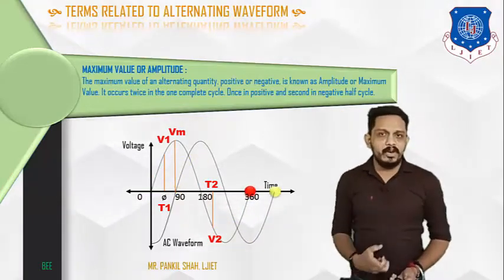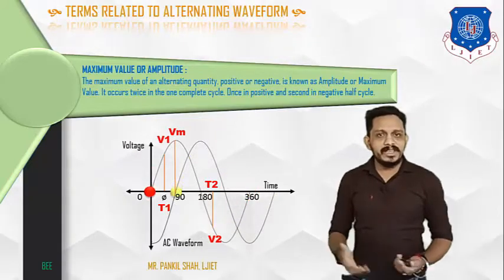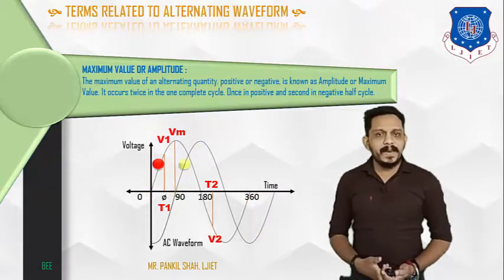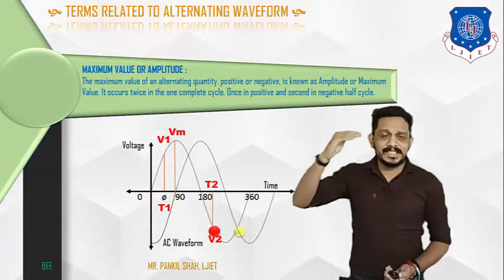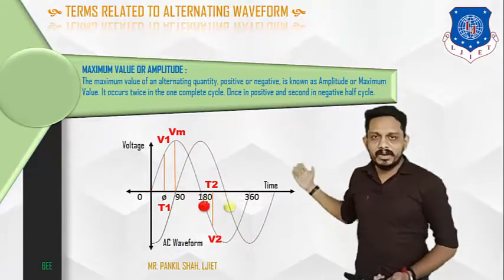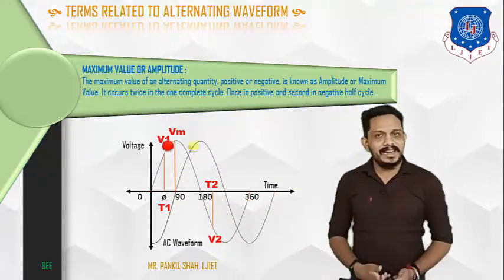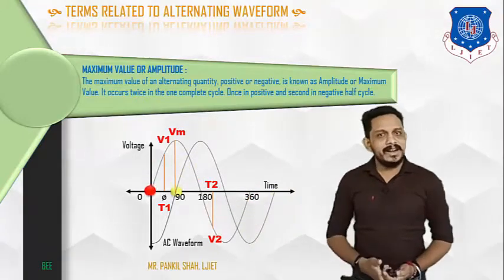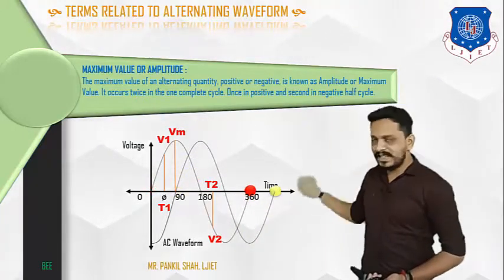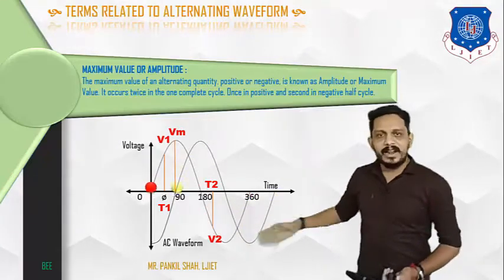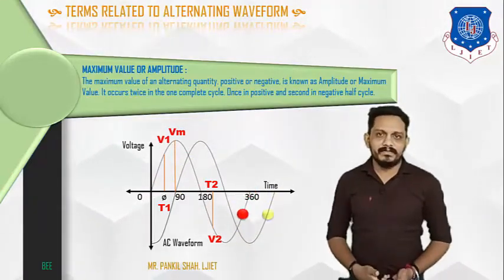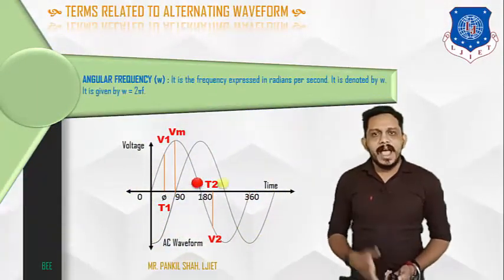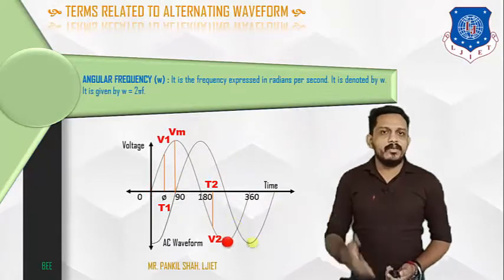And this peak value, this maximum value is known as the amplitude. So amplitude, maximum value or the peak is the same, that is the maximum highest value that our quantity has reached in any cycle. That maximum value can be either positive or negative. You can see that there are maximum values in positive as well as in negative. Let's move towards the next definition. The next definition is angular frequency.